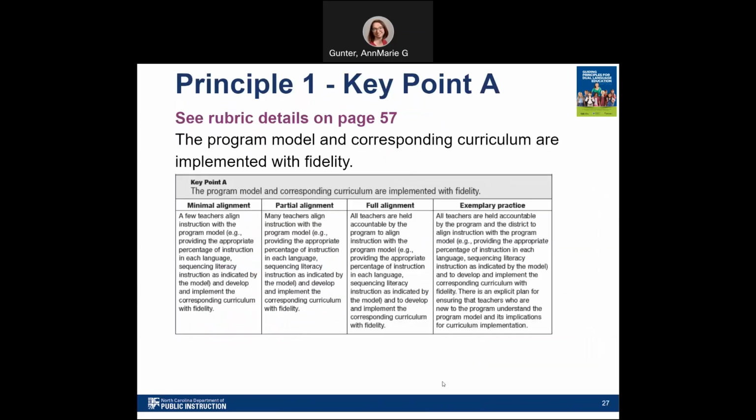All right, Principle 1, Key Point A, which is featured, by the way, on page 57, states the program model and corresponding curriculum are implemented with fidelity. Pause a moment to read, either on the slide or in the PDF version of the book that you've got, what it means to be at minimal alignment, partial alignment, full alignment, or exemplary practice for this particular key point in Principle 1.